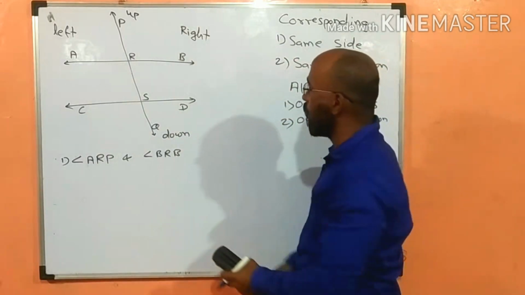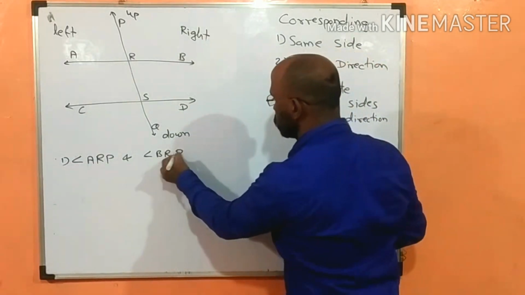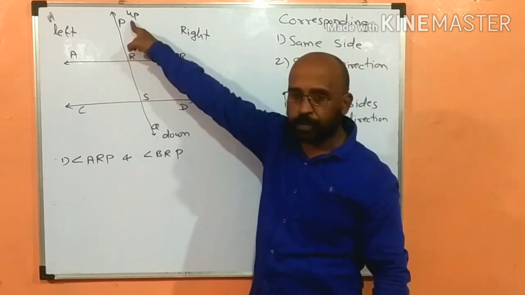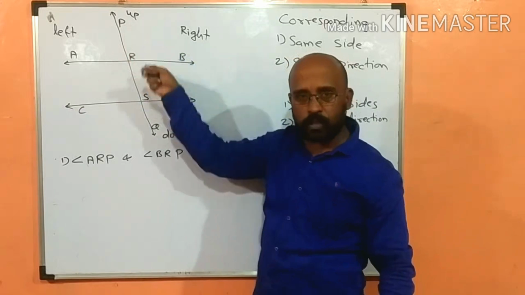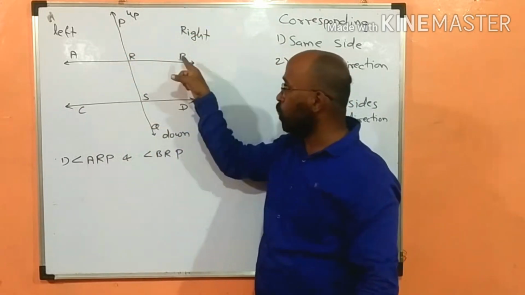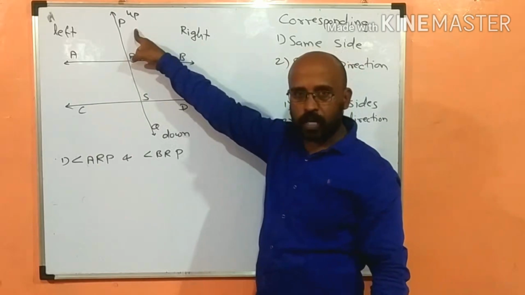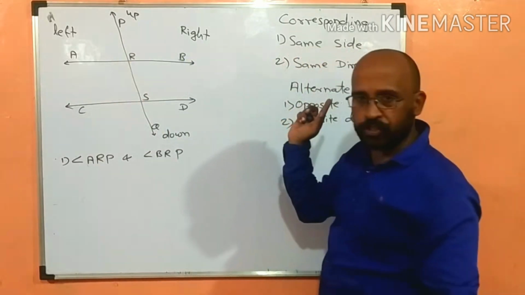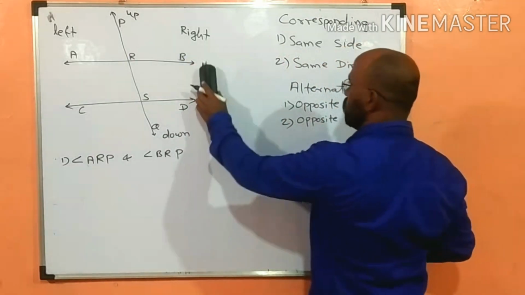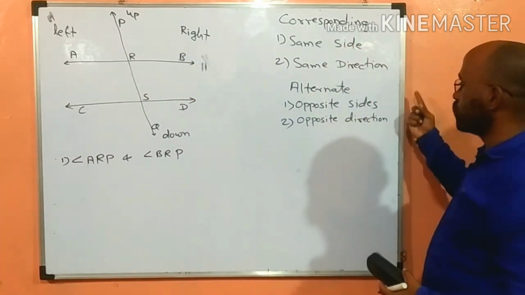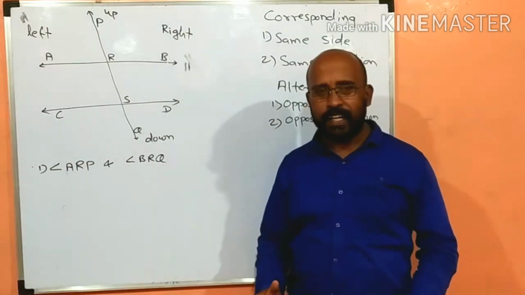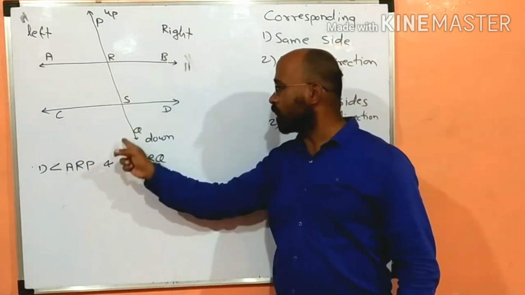So now BRP. Which arm is part of the transversal? RP. Where is RP going on the transversal? Up. And which direction do we want? Down. So BRP is not our answer. Okay. So BRP is on the opposite side, but it doesn't have the opposite direction. Next angle is angle BRQ.